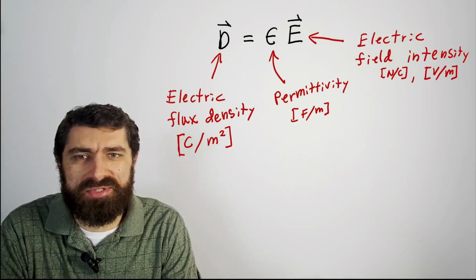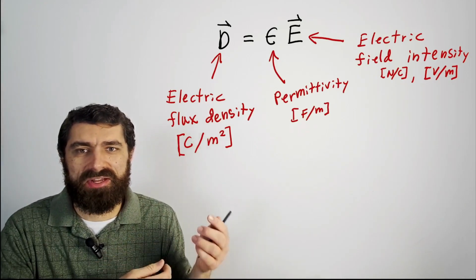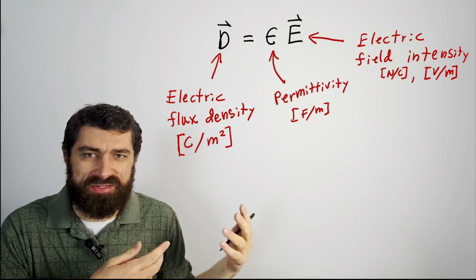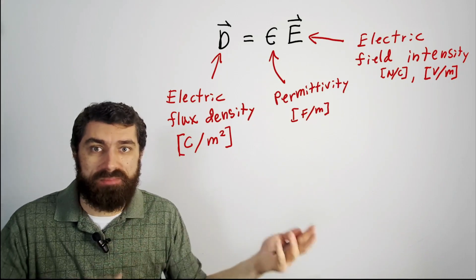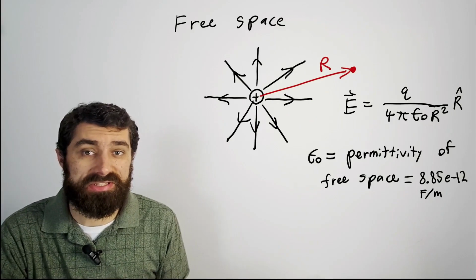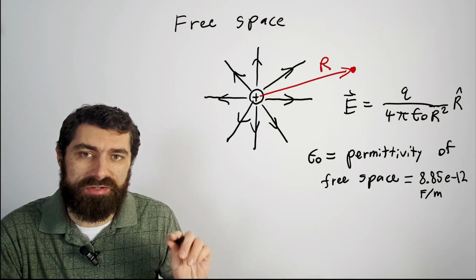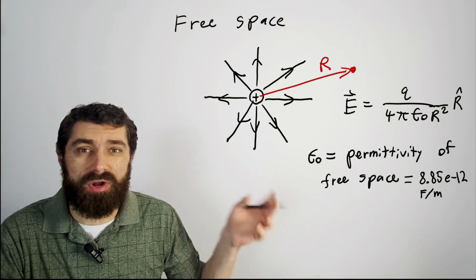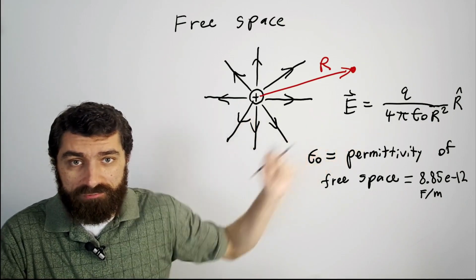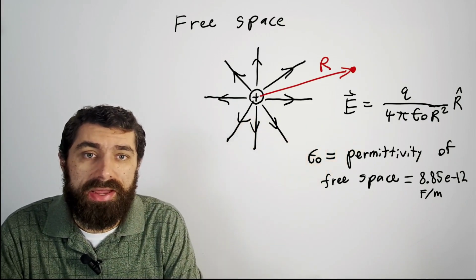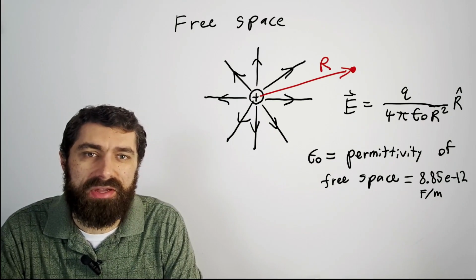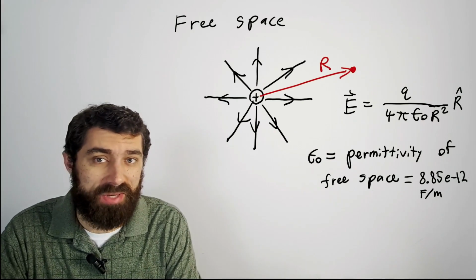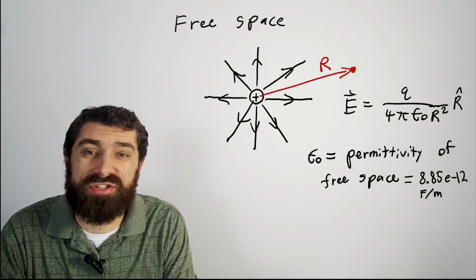So I want us to take some time to really understand the difference between what D is and what E is, and what this parameter permittivity really means. To understand what D and permittivity are, I first want us to go back to the basics of the electric field from a point charge. Here's the formula that we've been using all along, and epsilon zero is the permittivity of free space. In the context of free space, you can think of permittivity as a constant of proportionality.